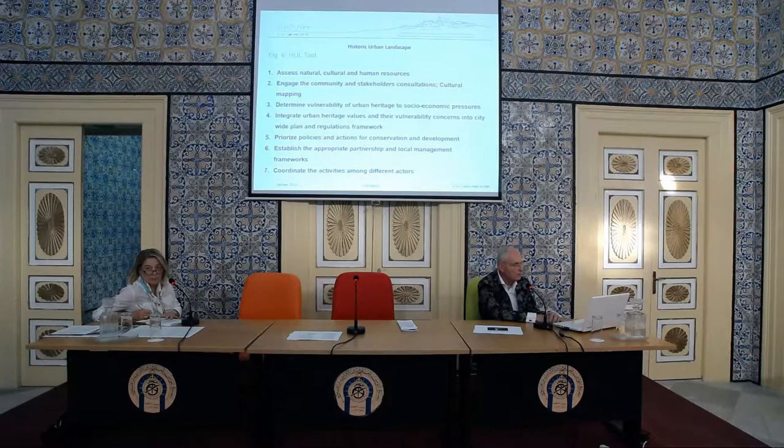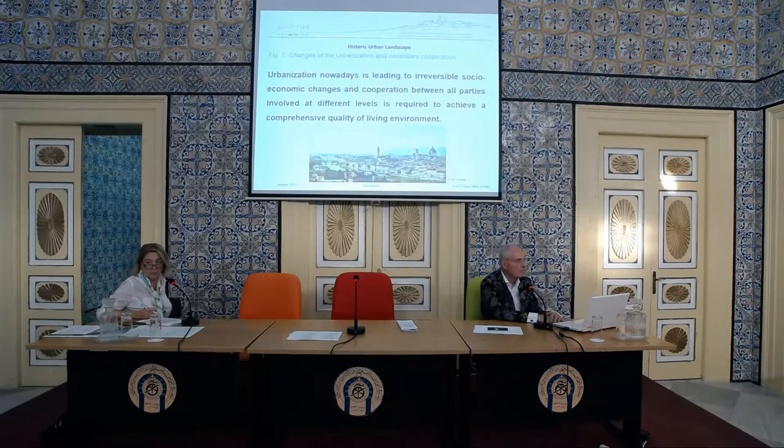Sixth, establish the appropriate partnerships and local management frameworks. And seventh, coordinate the activities among different actors. Changes of urbanization and necessary cooperation: urbanization nowadays is leading to irreversible socio-economic changes, and cooperation between all parties involved at different levels is required to achieve a comprehensive quality of living environment.